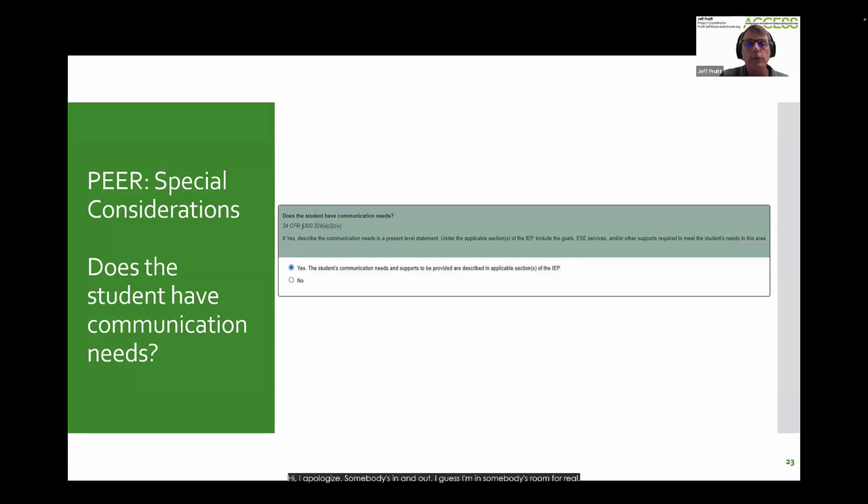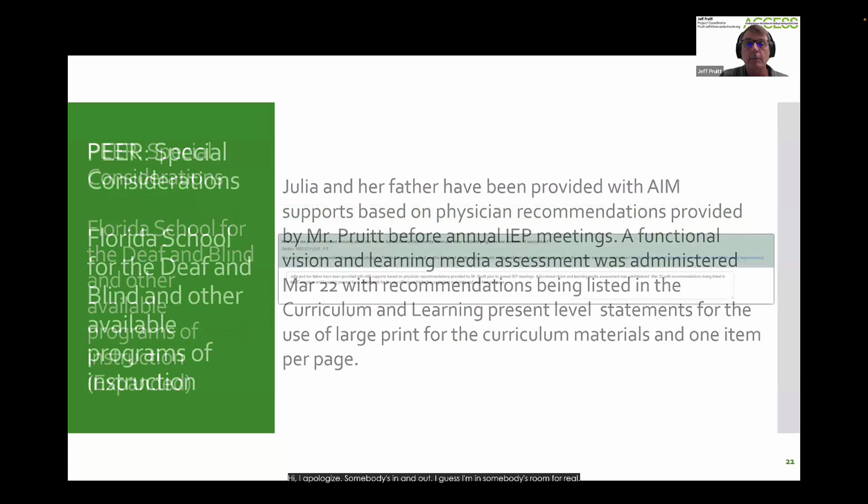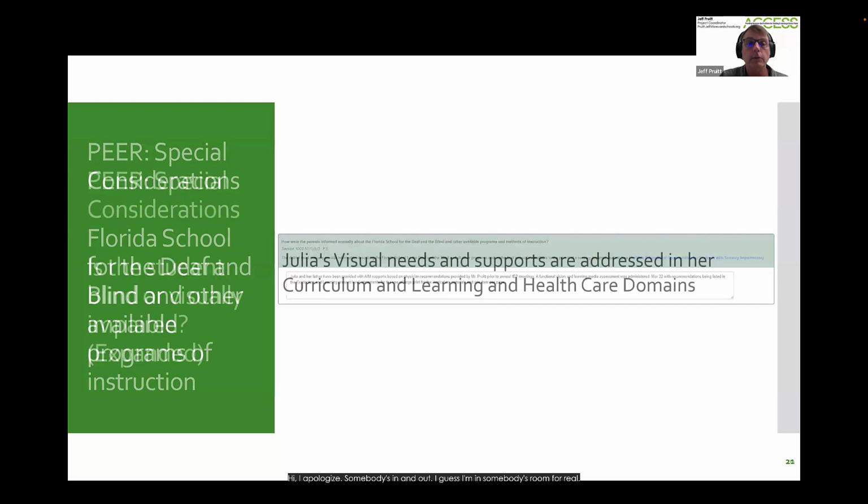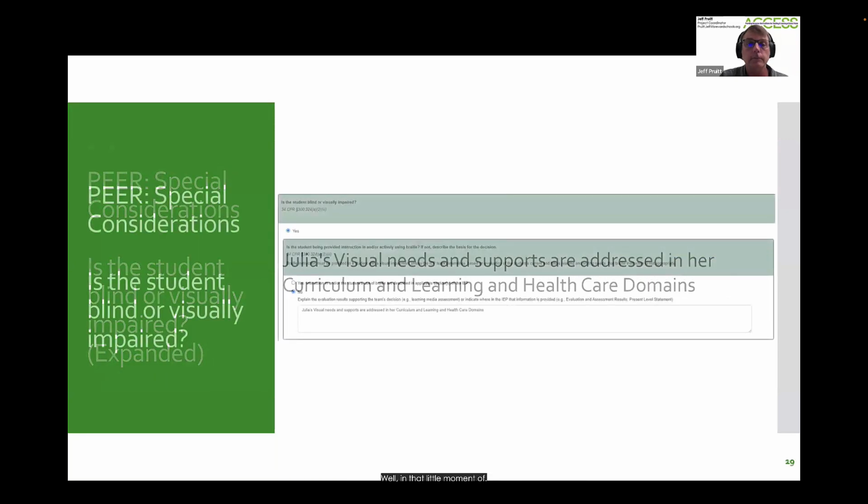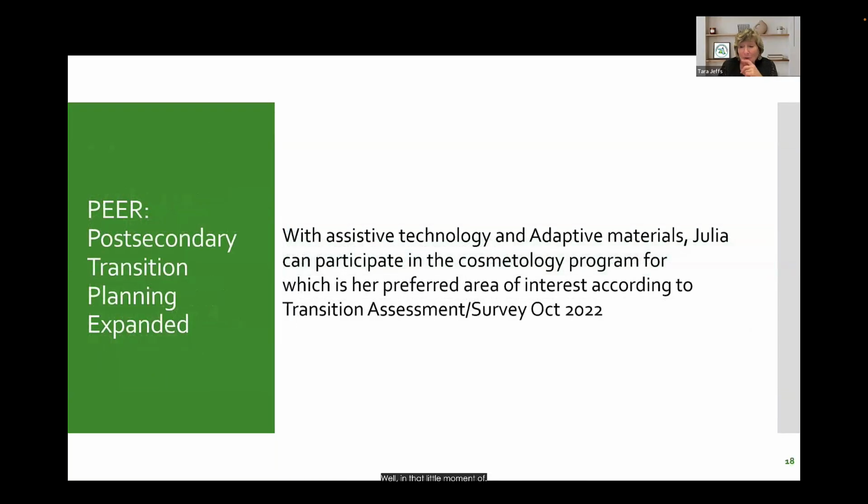I apologize. Somebody's in and out. I guess I'm in somebody's room for real. We're seeing you fine. No, I was going to say, in that small moment, Stephanie Bednar shared that she loved Dr. Utt, and he was her professor too. So he's made an impact. Yay! Sadly, he's passed, but awesome man. Moving on.